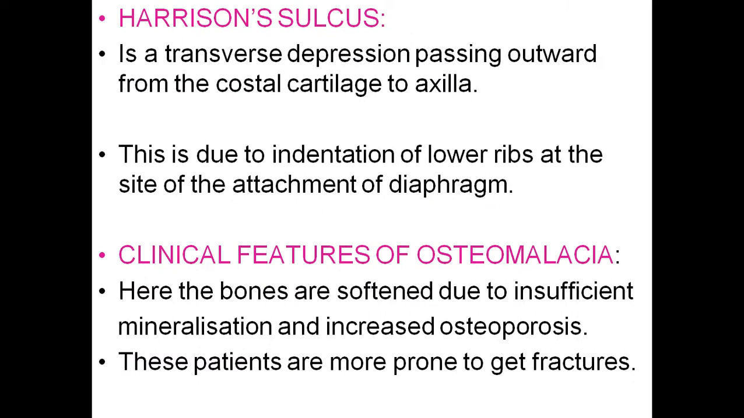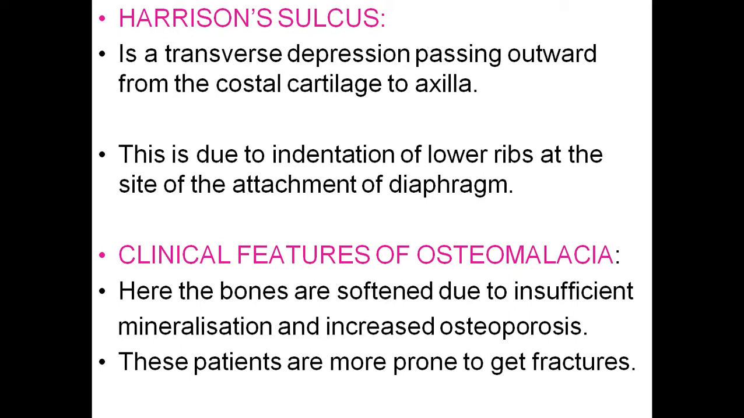Harrison's sulcus, a transverse depression passing outward from the costal cartilage to the axilla, is another characteristic feature of rickets, and this is due to indentation of the lower ribs at the site of the attachment of the diaphragm.